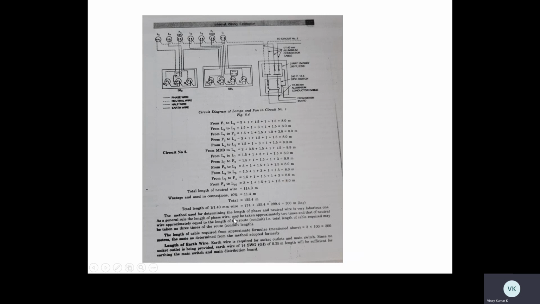As a general rule, the length of the phase wire may be taken as approximately 2 times that of the neutral wire. Normally, what we need to do is first calculate the length of the neutral wire and just multiply by 2. How much length is required? 125 meters, just multiply by 2. Like that we will calculate the phase wires.